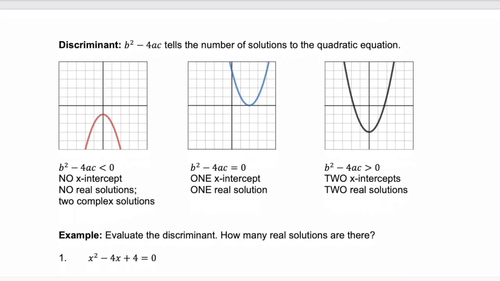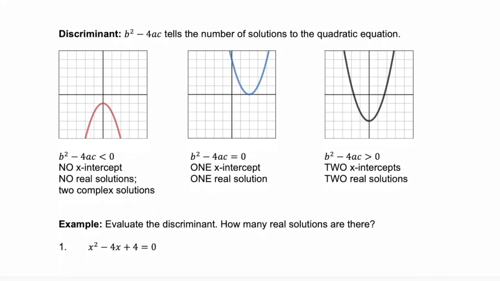Now, let's talk about that radicand in the quadratic formula. So the radicand in the quadratic formula is b squared minus 4ac. This is also called the discriminant. And that discriminant tells us the number of solutions that we're going to have to our quadratic.